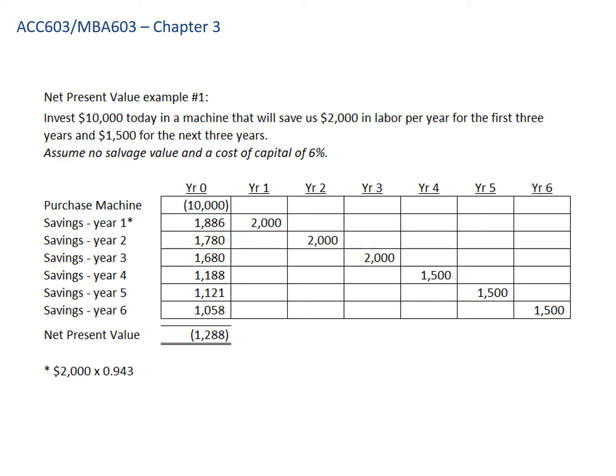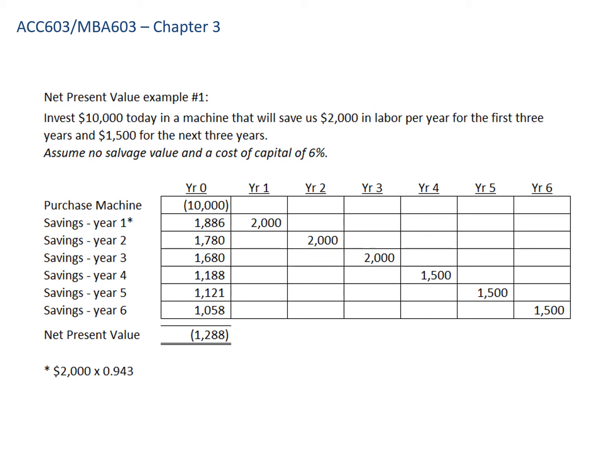So the 10,000 that is in cash outflow, I'm showing that as a negative amount. It's cash leaving my company, and it's in today's dollars, so I don't have to do any calculation to that. So the savings at the end of year 1, $2,000, I'm discounting that back to year 0. So I found the rate 0.943 from the chart for 6% for 1 year. So that's the equivalent of $2,000 discounted at 6% is the equivalent to $1,886 in today's dollars.